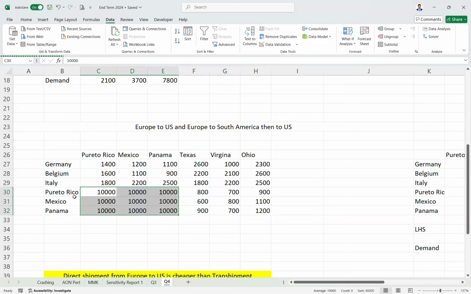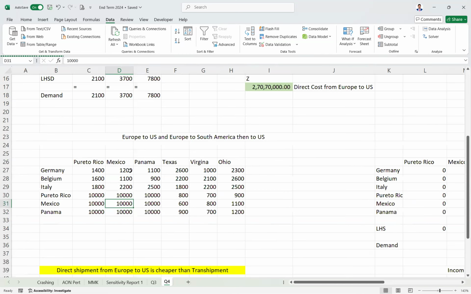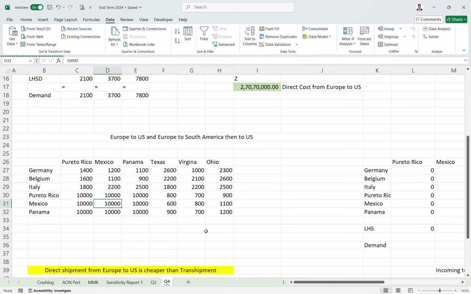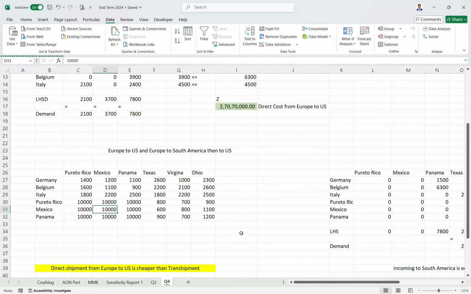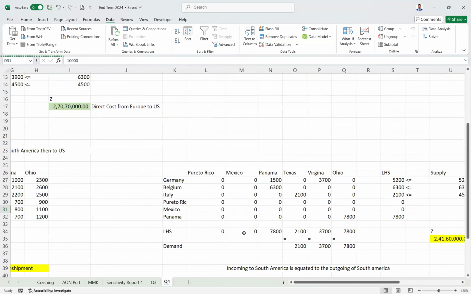You see what is the route? Puerto Rico to Puerto Rico. Both are in South America. You can't send goods from the same location again and again. You have to send it to somewhere else. Right? From Mexico to Mexico, you can't send them to the same location. You have to send it to somewhere else. So these costs are entirely from the question itself. Then how many goods are you sending? That is what we have written here.